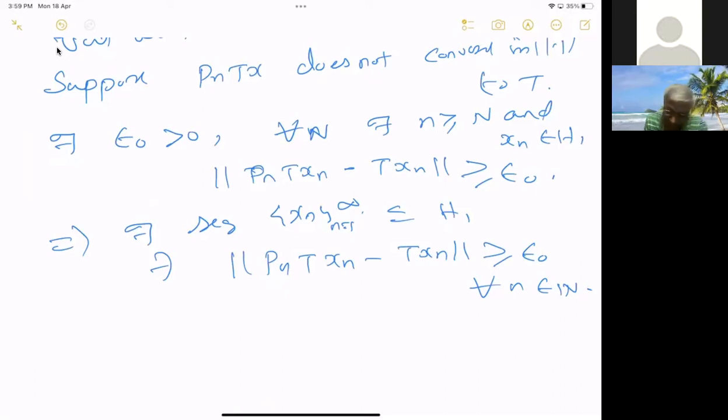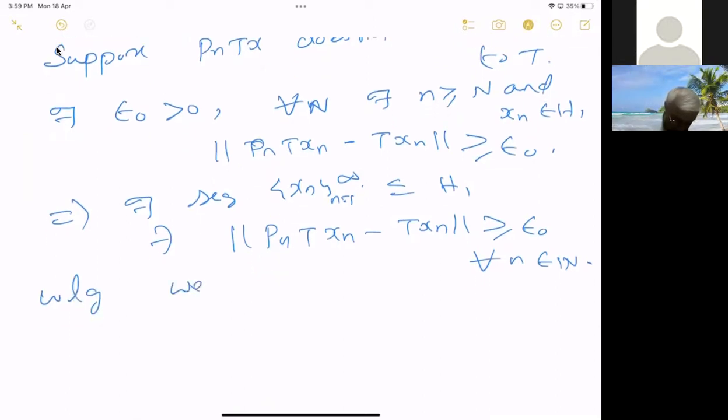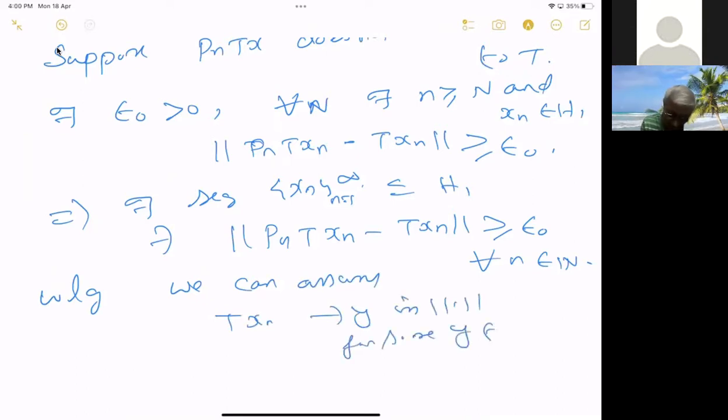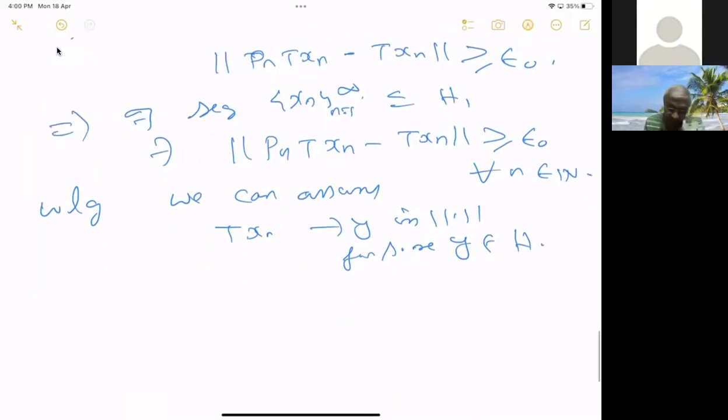So there exists a sequence such that this happens. Now the property we are assuming is property 4, which says that if you have any sequence, there exists a subsequence such that T of xn converges in norm. So by going through a subsequence if needed, without loss of generality, we can assume Txn converges to y in norm, for some y. It need not be in H1, it is in H, in the range T of H1.